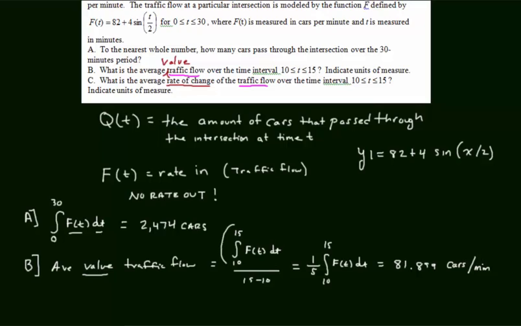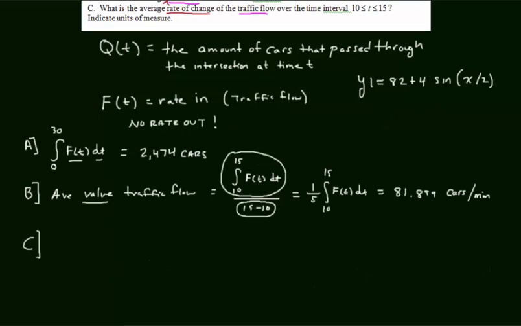The integral over this rate would give us the number of cars, and then the interval has units of time, minutes. So cars over minutes. Cars per minute. Part C wants the average rate change of traffic flow. So that's going to be our difference quotient.